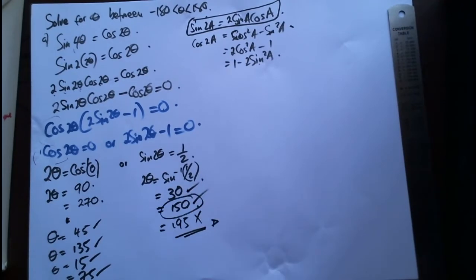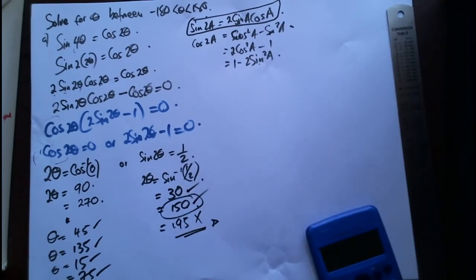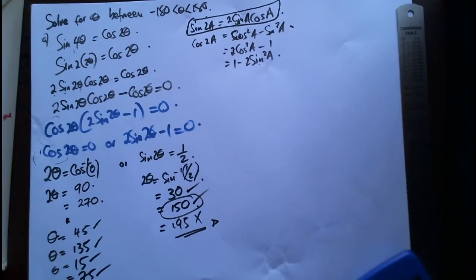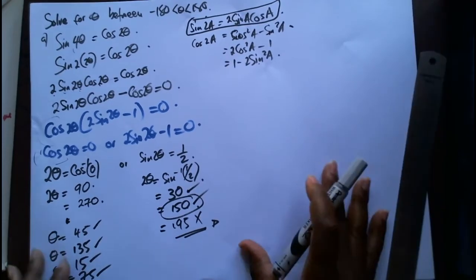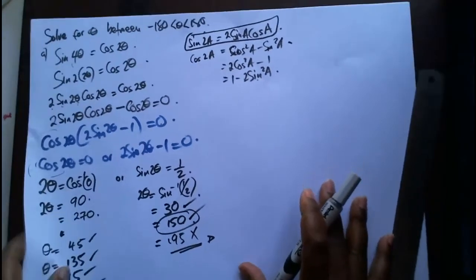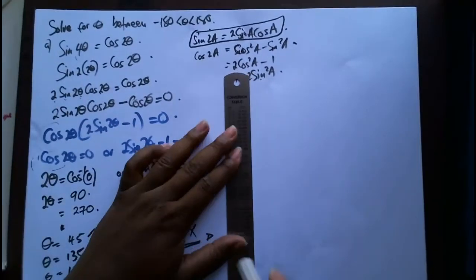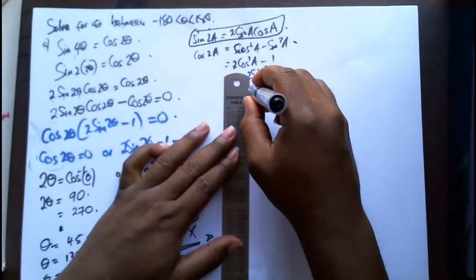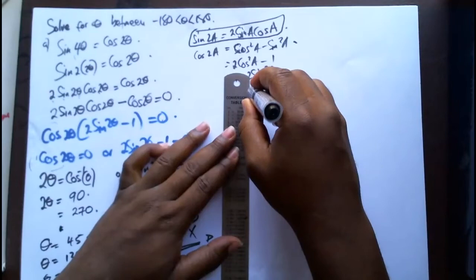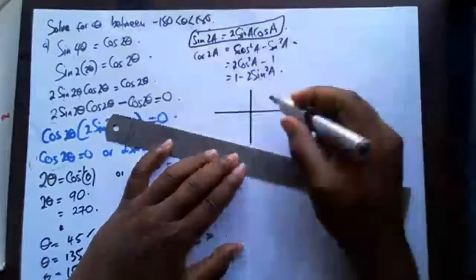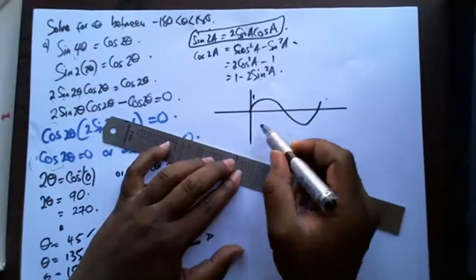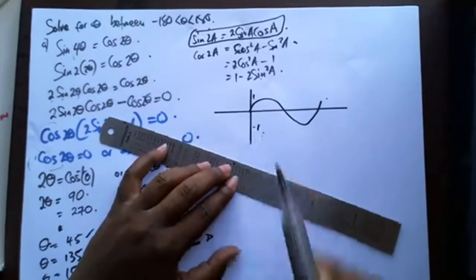How did you get 150? Not a problem. Okay. There are so many ways to get 150. Let me show you another way. If you know your graph for sine, I'm going to quickly draw it here. You must learn these graphs. They alternate between 1 and -1.